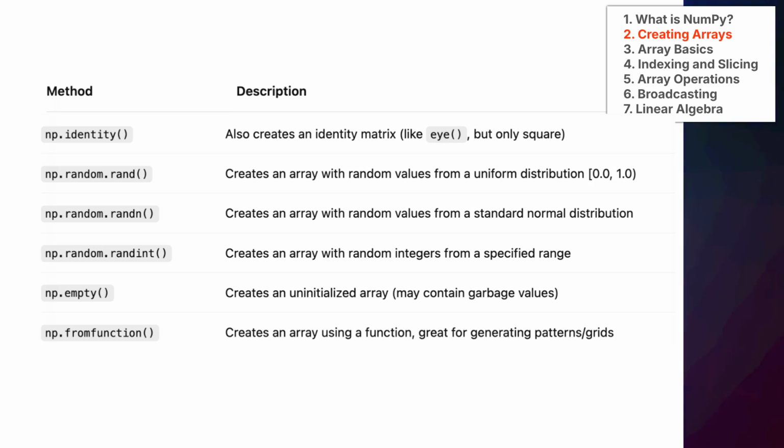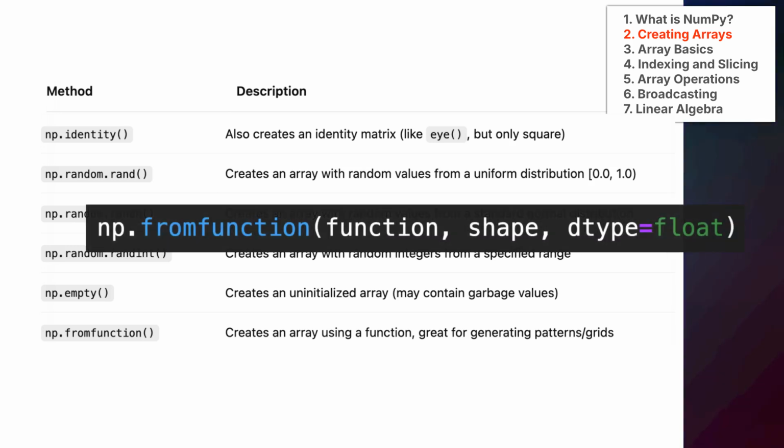Next, NumPy fromfunction. You want to generate a pattern, a grid, or apply a math function to fill an array. Then NumPy fromfunction comes in. It gives you full control by letting you define a rule to fill each value based on its position. It creates an array by calling a function on each index, like row, column, depth, and so on. This is the basic syntax. A function takes index coordinates like i and j. The shape is the array you want. The default data type is float.